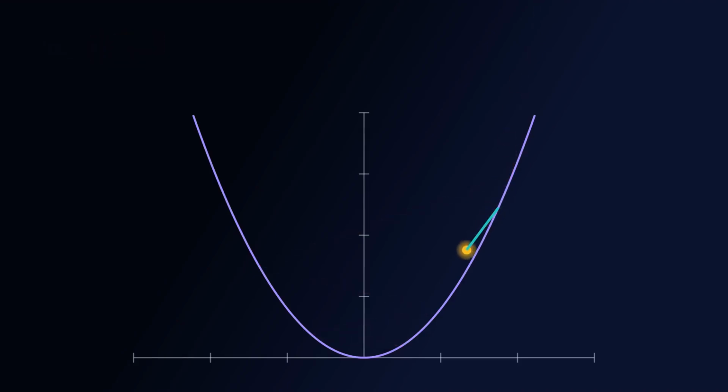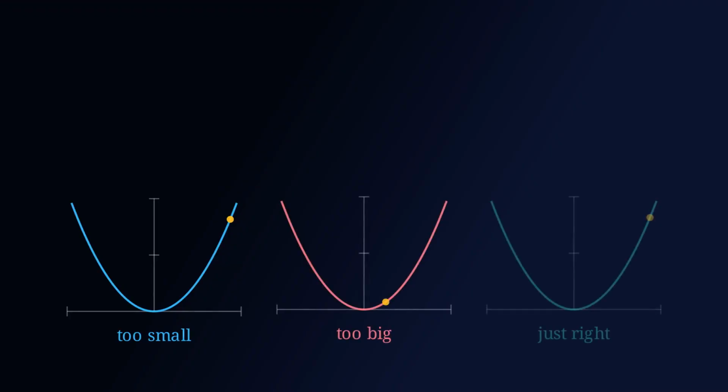Between crawling and exploding lies the sweet spot. A learning rate that is just right takes confident strides when the slope is steep, then eases in smoothly as the ground flattens, converging in only a handful of steps. Finding that sweet spot is one of the central crafts of training neural networks. There is no single magic value. It depends on the shape of the surface, and much of the practical art of deep learning is learning to tune it well.